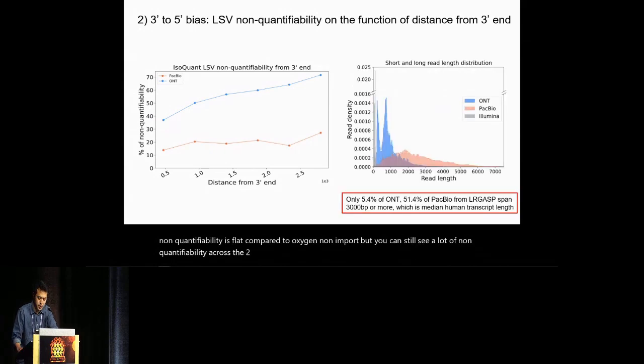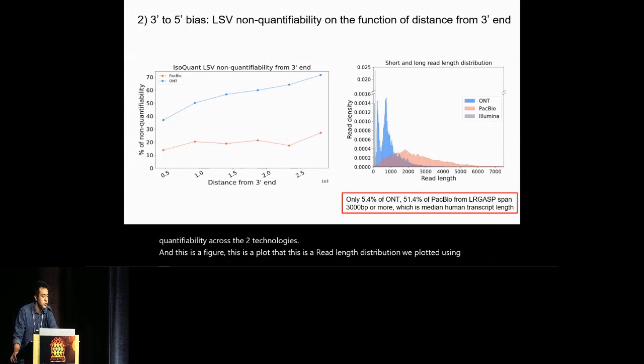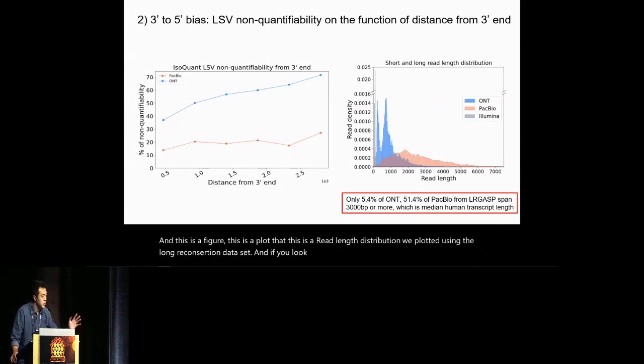And this is a plot of the read length distribution we plotted using the long read consortium data set. And if you look at the gray line, which is on the left side, this is the Illumina. Illumina has a very constant median read length, and you can see the read density is very high. Unlike Illumina, Oxford Nanopore and PacBio have a very different read length distribution, and the read densities are very low. And only 5% of Oxford Nanopore and 50% of PacBio reads from this data set span 3,000 base pairs or more, which is the human transcript length. So you can see long reads actually don't span the human transcript that much.